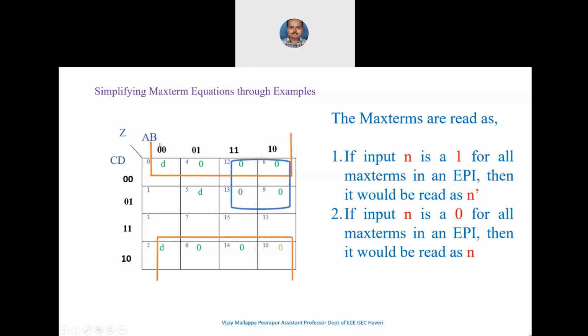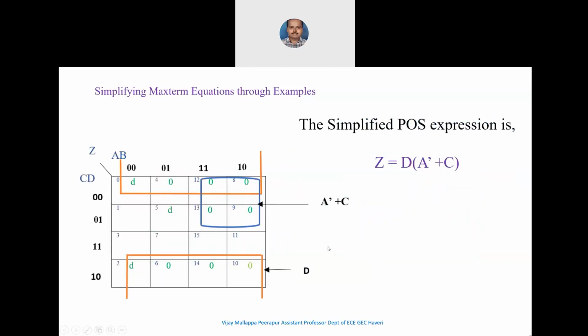Yes, Stuti has given the right answer. Right? Anyone who has the answer, please put it in the chat room. So what is the answer? We have D ORed with A bar or C. That is absolutely correct. Whatever Stuti has given as the answer is correct. Any confusion here? How do you read the max terms? How do you get the simplified POS expressions?